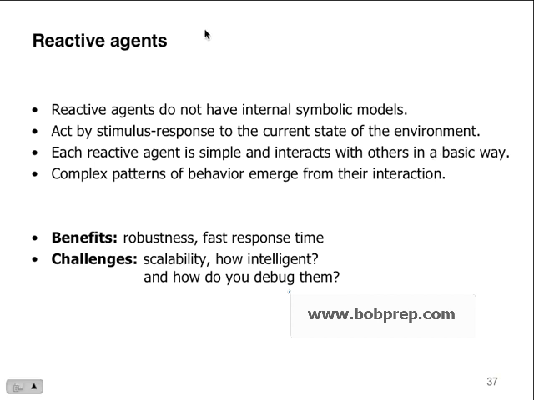Reflex is supposed to be automatic. Reactive is supposed to be towards a trained, conditioned environmental factor. Each reactive agent is simple and interacts with others in a basic way, so complex patterns of behavior emerge from the interaction. Benefits: robust, fast response. Challenges: scalability. How intelligent is the reaction? Is it kind of like input-output? And how are you going to debug them?